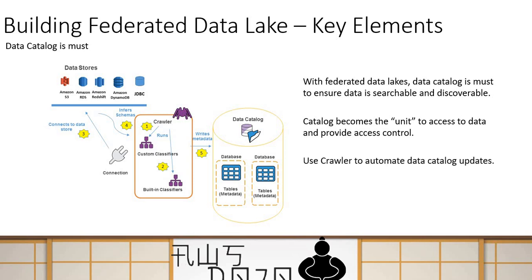Finally, needless to say, you should be using AWS crawlers to do automatic cataloging of the data, because when you're talking about a federated data lake, you're talking about huge data lakes, multiple data lakes probably having their own hundreds of catalogs, and manually maintaining such catalogs is not feasible. So use AWS Glue crawlers to automate such data catalog updates.